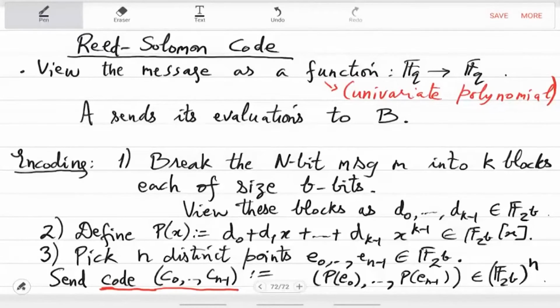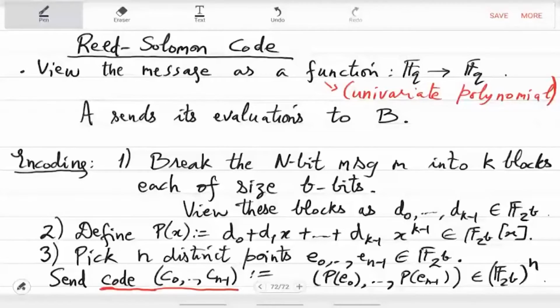You send evaluations of this polynomial. Usually in applications it is assumed that you will send all possible evaluations. So 2 raised to b is the finite field size. You will evaluate your polynomial at each field element, and you will send these 2 raised to b values. So that is small n. So you send n finite field elements, which is basically the polynomial evaluated at all the points. And then arbitrarily this information will get corrupted in the channel, and up to some limit, if the number of errors is below the threshold, then the decoding algorithm will still be able to recover P and hence the message. So any questions?